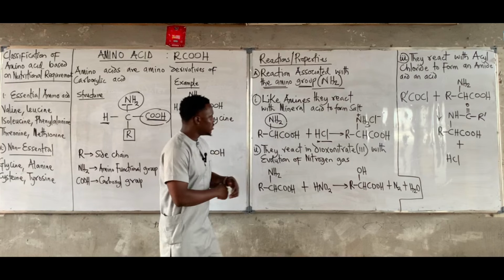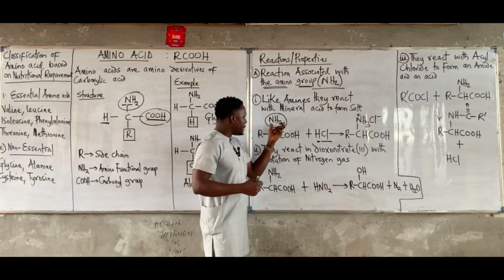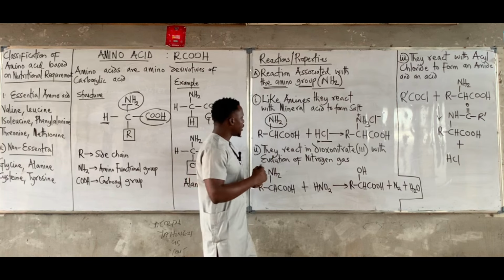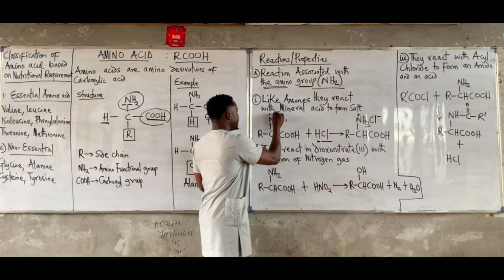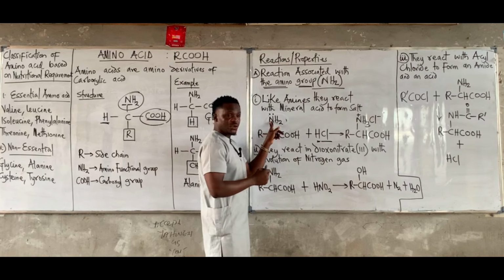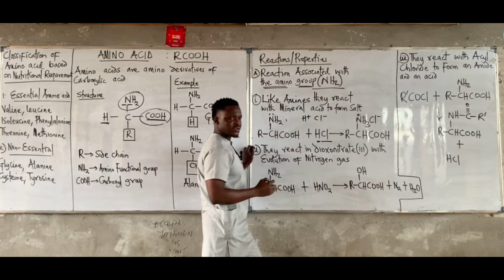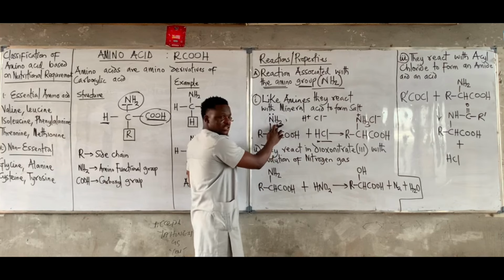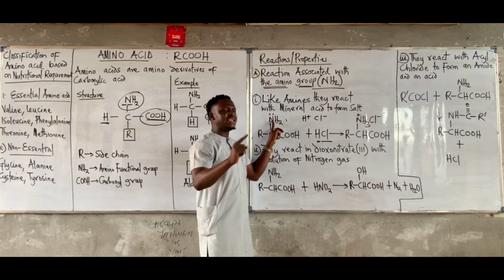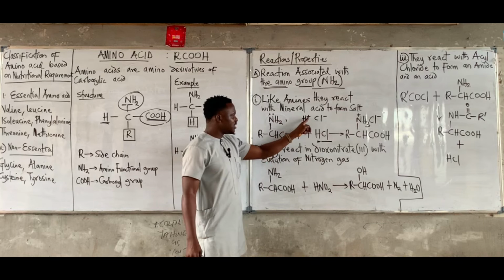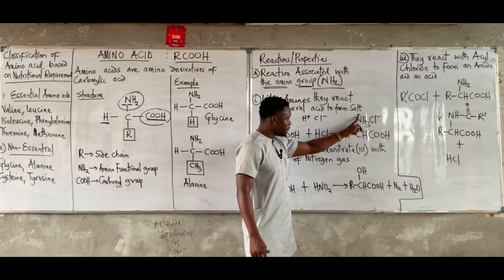We have NH2 reacting with this. Now, this NH2 is seen as a base. Amines are seen as a base. So what is going to happen is that this amine, this nitrogen, has a lone pair. It means this HCl will split as H plus and Cl minus. Now, the H will add on to form the NH3. This N was initially neutral, and hydrogen is positive. The moment hydrogen adds on to form NH3, this N becomes positive.